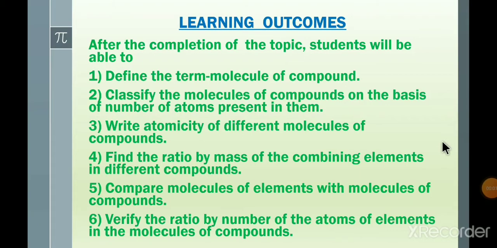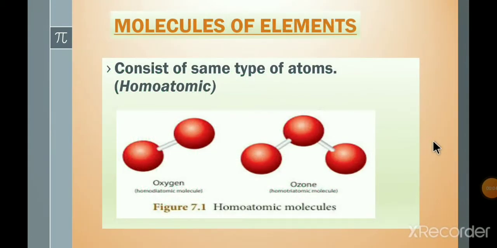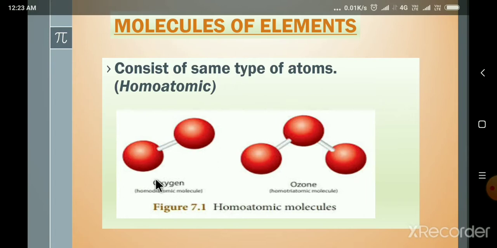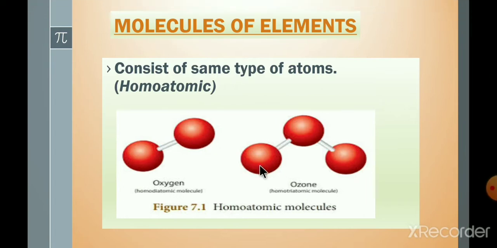Students, in the previous class we have discussed molecules of elements. Let's revise it. Molecules of elements consist of same type of atoms. They are homoatomic. Like in oxygen molecule, there are 2 atoms of oxygen. In ozone molecule having formula O3, there are 3 oxygen atoms.